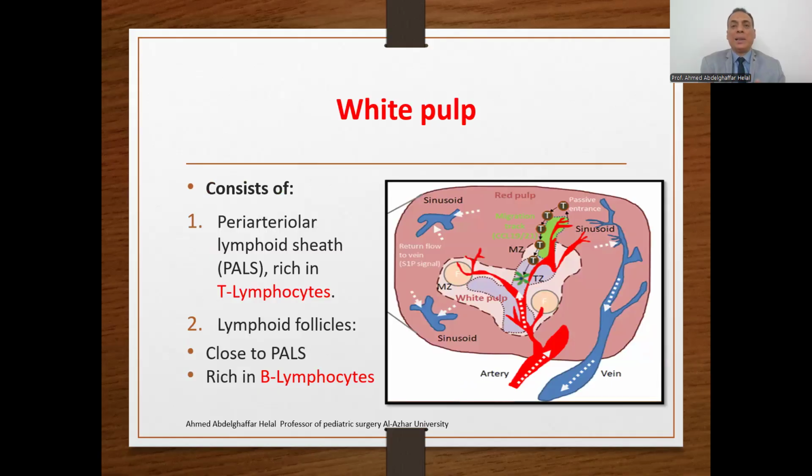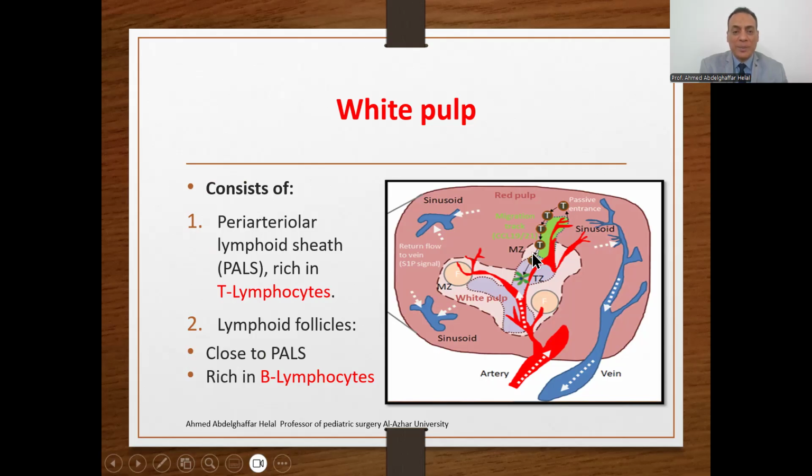The white pulp is usually concerned mainly with the immune function. There is a periarteriolar lymphoid sheath, what's called PALS, which is rich in T lymphocytes. T lymphocytes are a subtype of the white blood cells or leukocytes. We will discuss.